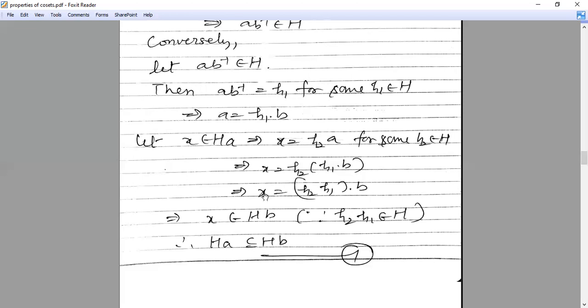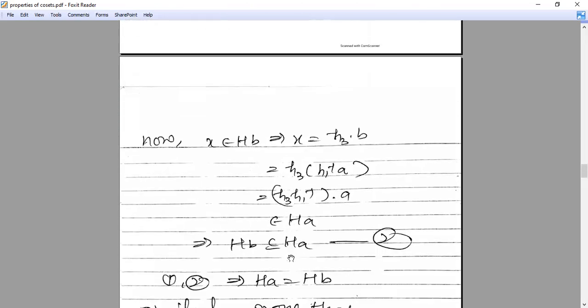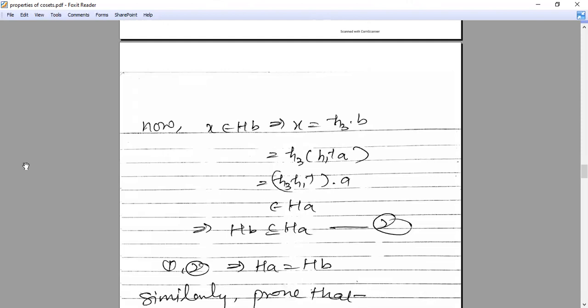That means your x belongs to Hb. So it was from Ha and we have shown that it belonged to Hb. That means Ha is a subset of Hb. So this is your 1. Now we are going to prove that Hb is a subset of Ha.